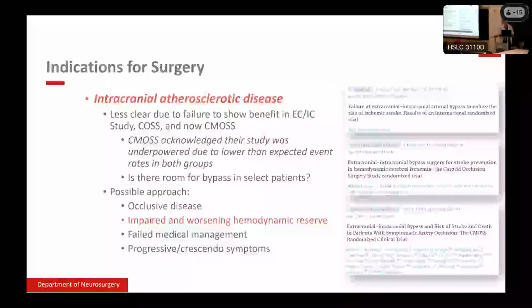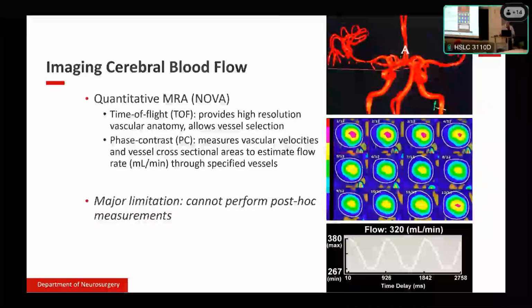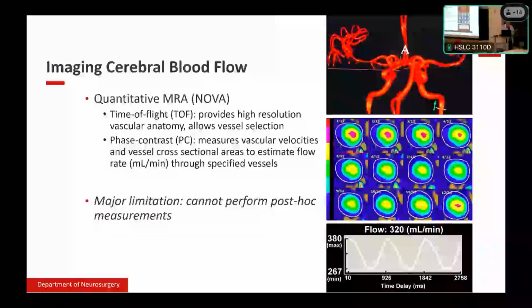So when thinking about how to evaluate hemodynamic reserve, it's important to first think about how we image cerebral blood flow. This is something that I talked about in my presentation about a year ago when I was interviewing here: quantitative MRA, the NOVA system. That's what we use at UIC. It essentially combines time of flight and phase contrast sequences to allow you to select arteries and regions of interest that you want to measure blood flow on.